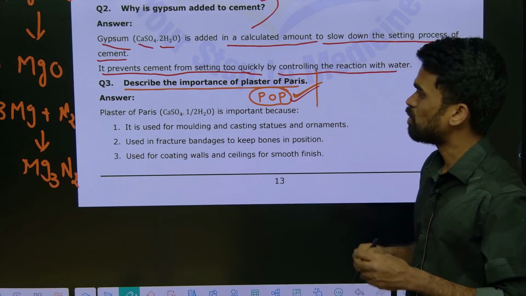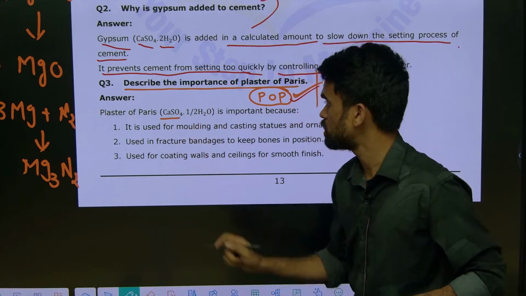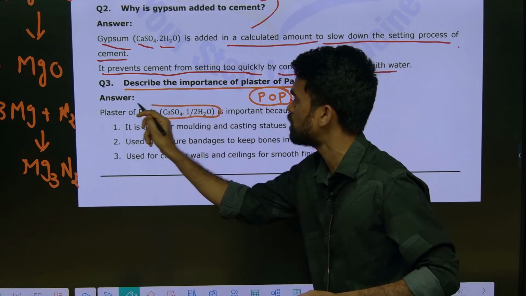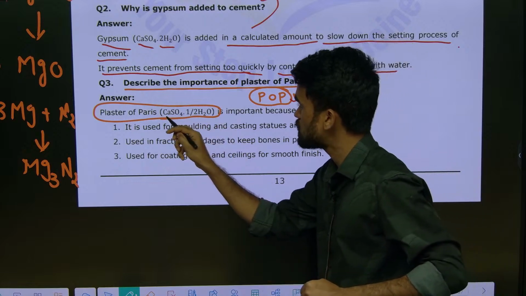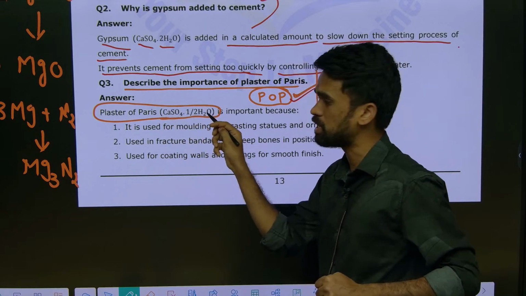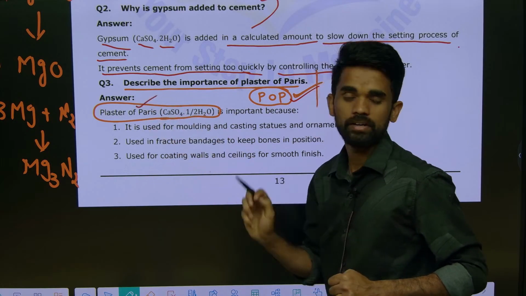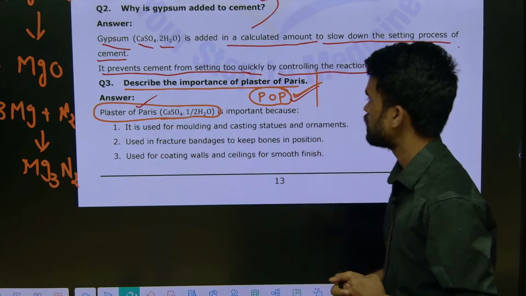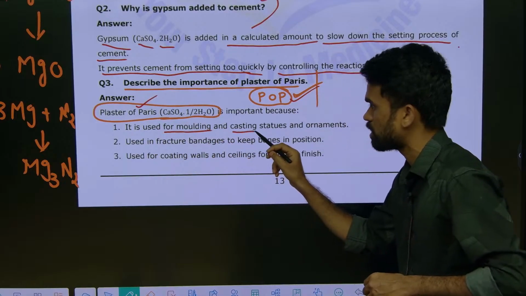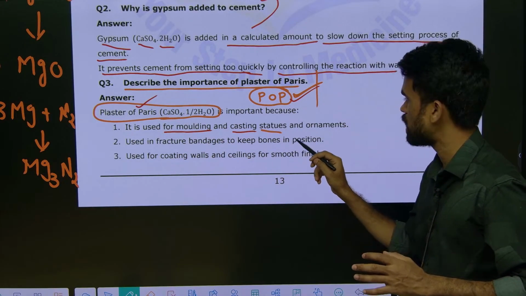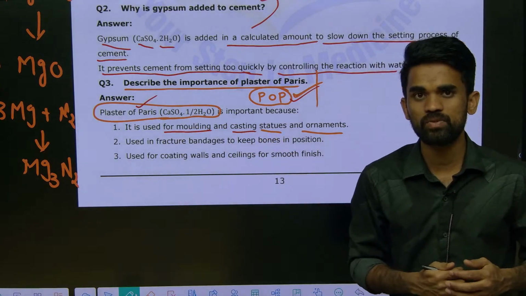Now what is the formula of POP? Calcium sulfate half H2O, CaSO4·½H2O. This is the exact formula to be remembered for plaster of Paris. For gypsum it is CaSO4·2H2O, and for plaster of Paris it is CaSO4·½H2O. Remember the difference. Why is it important? It is used for molding and casting of statues and ornaments. For casting of statues it is very useful.